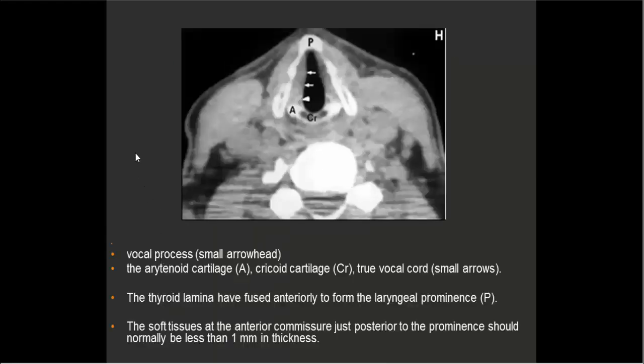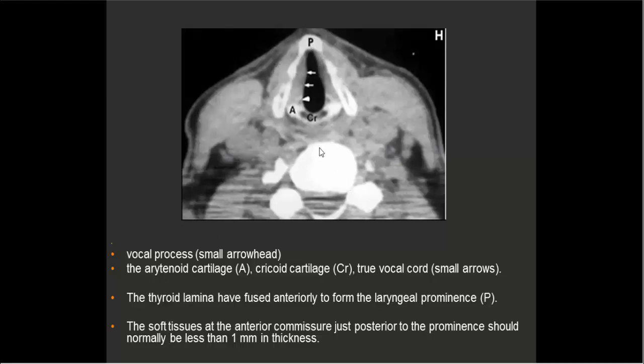This is the vocal process, as we see. Here are the arytenoid cartilage, the cricoid cartilage, and the true vocal cord. This is fat density, and this is the same as muscle. And as we see, here are the thyroid cartilage, arytenoid cartilage, cricoid, and true vocal cord. The thyroid laminae fuse anteriorly to form the laryngeal prominence.